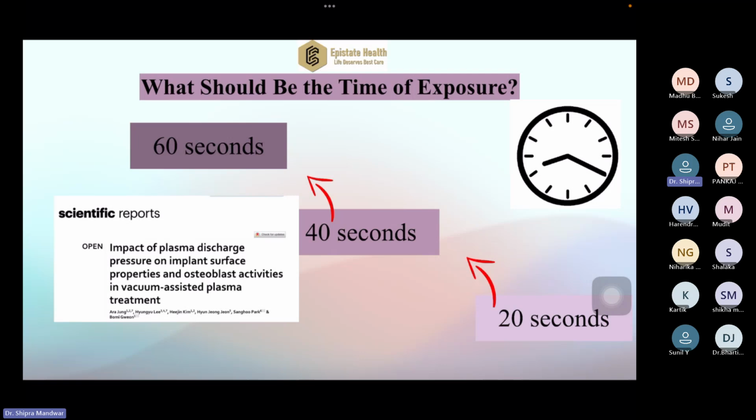Now, there is one more study where they studied the impact of plasma discharge on osteoblastic activities. This article suggests that a minimum of 40 seconds of plasma exposure is required to achieve a positive surface energy and hydrophilicity. The research is still going on. There are many researches in the literature on the exact time of plasma exposure.